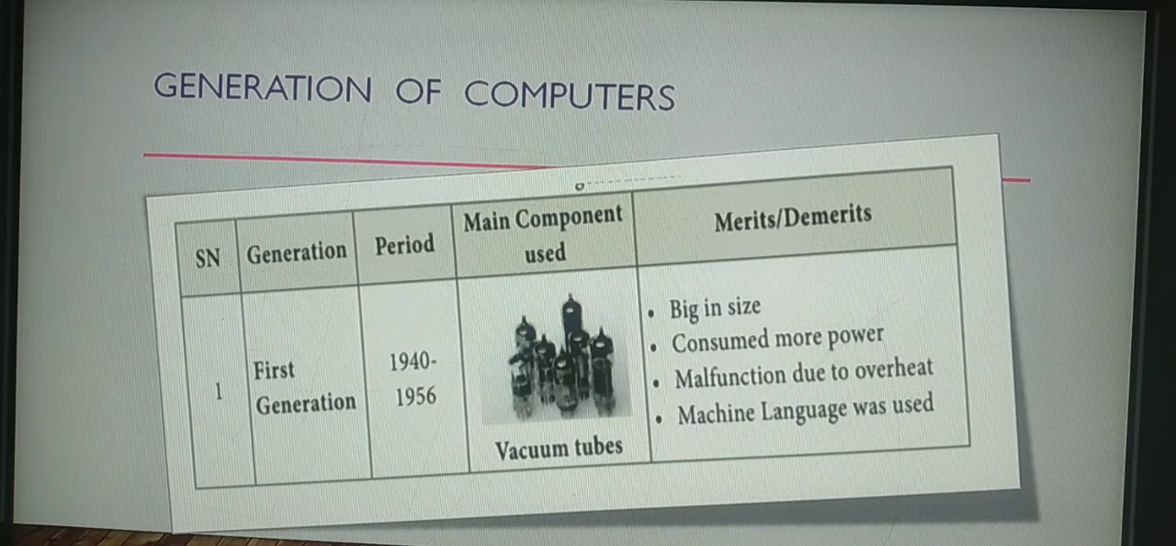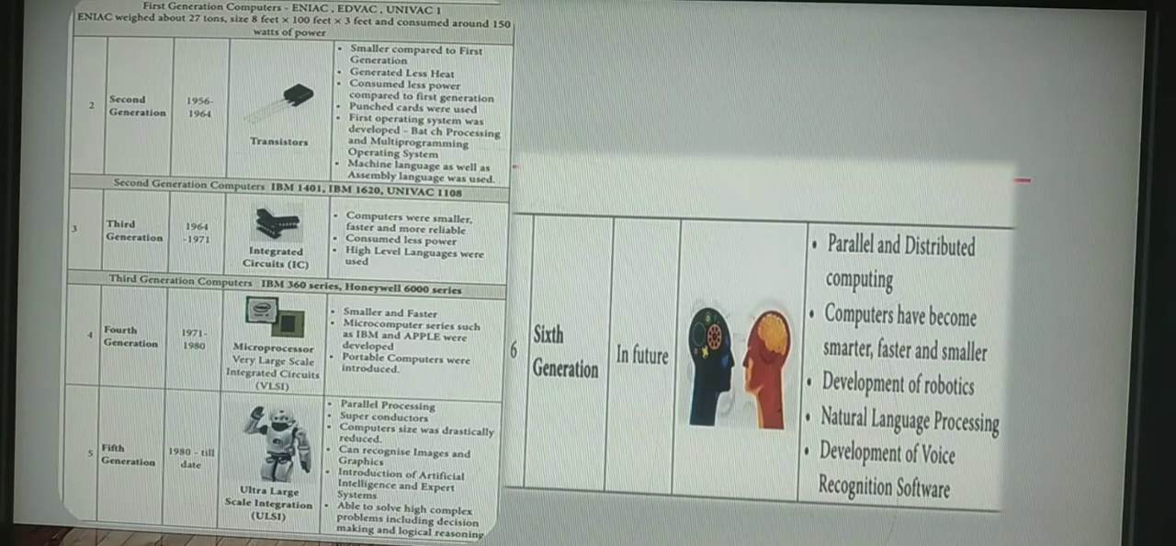Don't forget, you can write this in the tabular column format also. Otherwise, you can write it like a paragraph also. So whatever format I just told you now, you can write like that. After finishing writing the first generation, have the side heading as second generation, then mention the year, then mention the device that is used, then the merits and demerits, that you write down. You can write it like a paragraph, otherwise in the tabular column format itself.